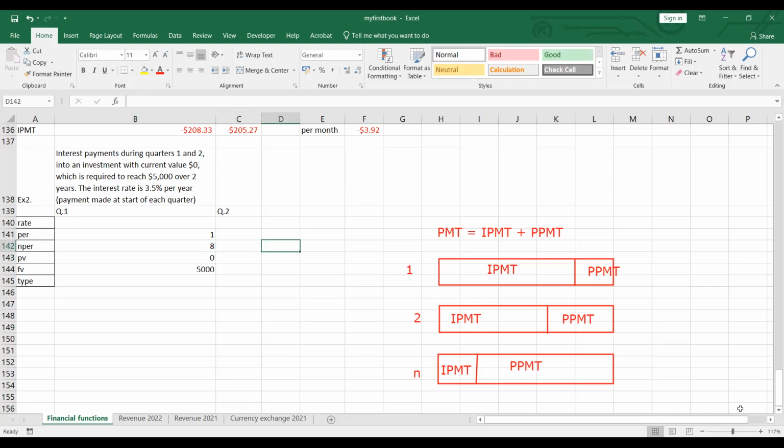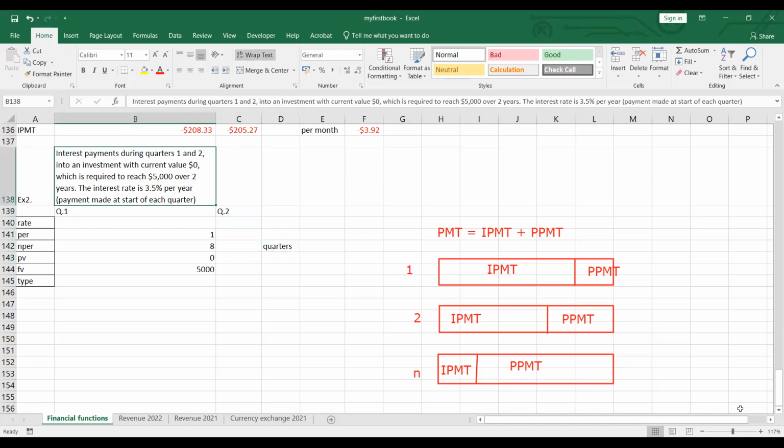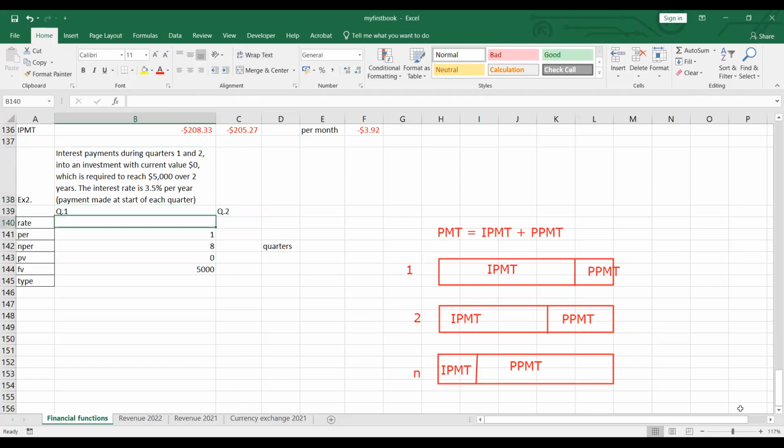So let me type quarters, okay. After that, the interest rate is 3.5% per year. We have to change it to per quarter by dividing 3.5% by 4 to be the interest rate per quarter. And for type, the payment is made at the start of each quarter, so type is 1. So now the IPMT for quarter 1 is this.